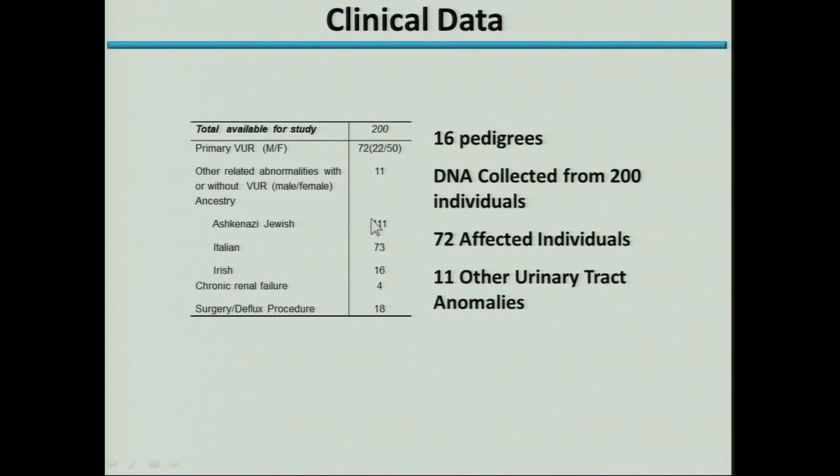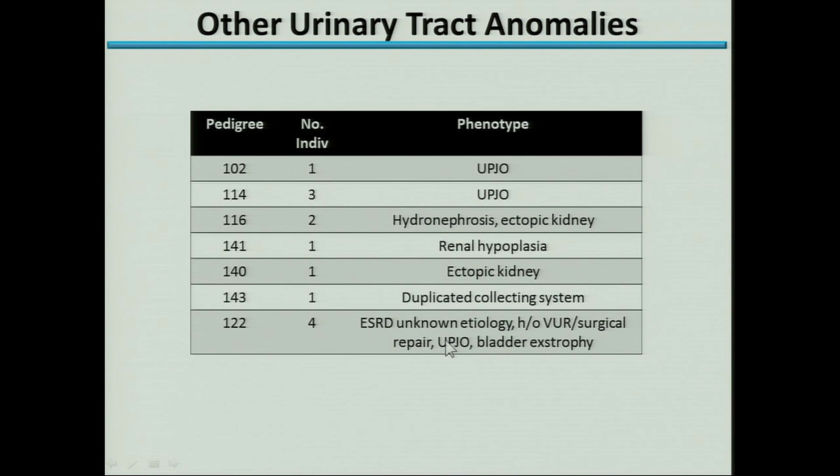We had 111 that were Ashkenazi Jewish, 73 Italian, and 16 Irish, and that had some Italian and Irish background. And then 4 presented in chronic renal failure, and 18 had surgery or a deflux procedure. The other urinary tract anomalies you can see are listed here. A couple of them had UPJO, uropelvic junction obstruction, hydronephrosis, ectopic kidneys, renal hypoplasia, duplicated collecting system, and 4 actually just presented in end stage of unknown etiology. A couple of them had a history of VUR and underwent surgical repair.